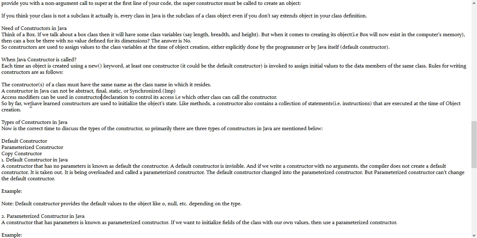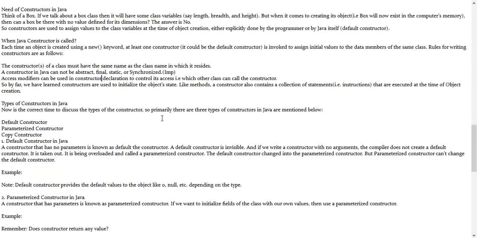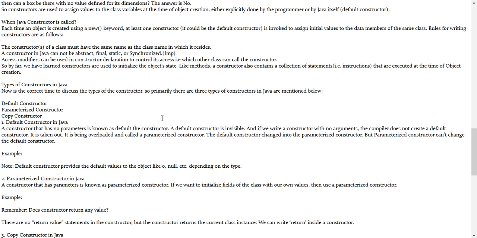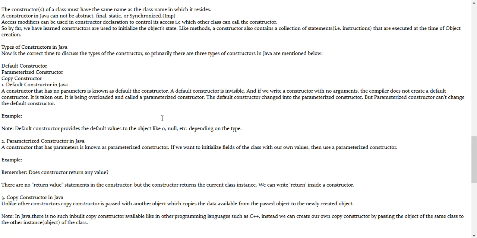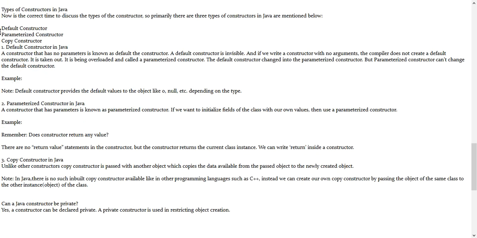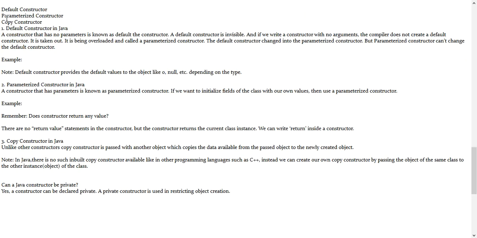So by far we have learned that a constructor is used to initialize object state. Like a method, a constructor also contains a collection of statements, or instructions, that are executed at the time of object creation. Types of constructors in Java. Now is the correct time to discuss the types of constructors. First is the default constructor, then the parameterized constructor, and the copy constructor. Mainly we use the default constructor; parameterized and copy are also widely used.